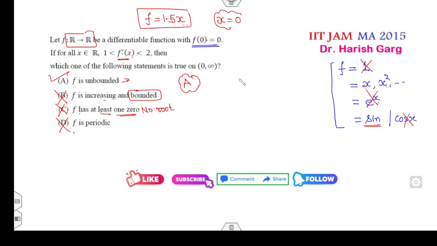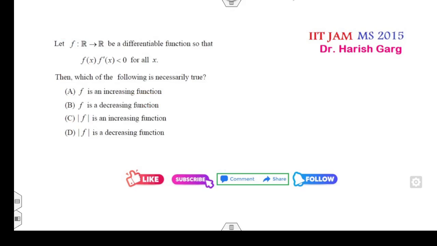Now from here, sin x is not satisfied. If you take sin x, it satisfies my initial condition, but does it satisfy this condition? No. So sin x will not be said, only the polynomial function will be satisfied. Let's look at the next one.